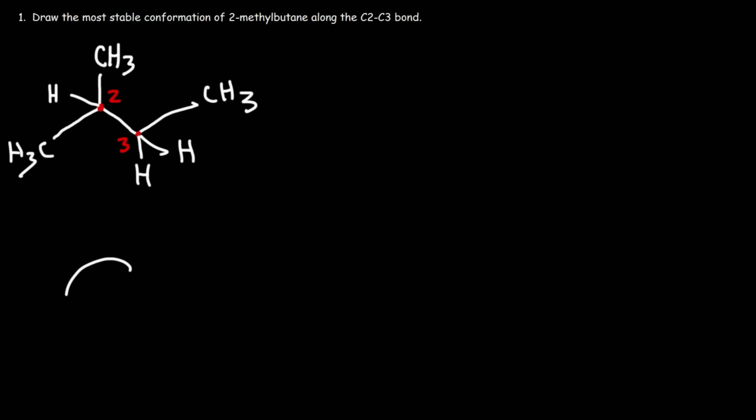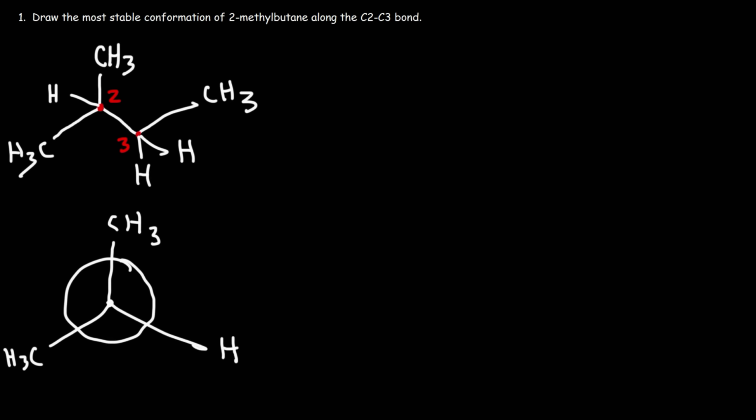So let's draw our first Newman projection. We're going to have carbon 2 in front. We have our first methyl group, and then we have another methyl group to the left, and then a hydrogen. So here are the 3 things that we've added.